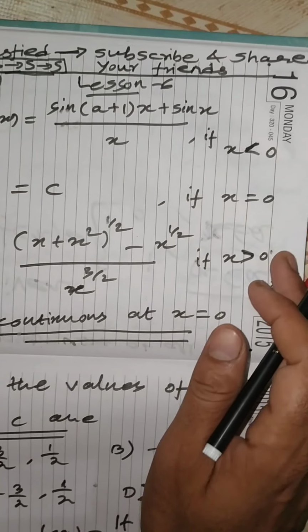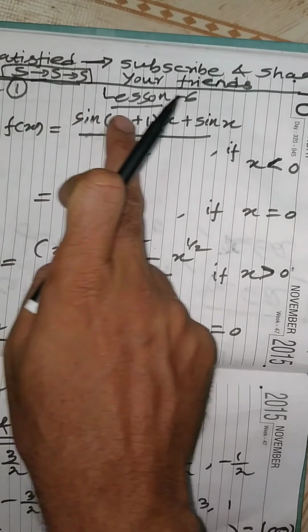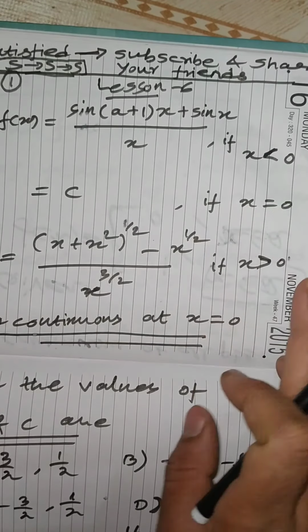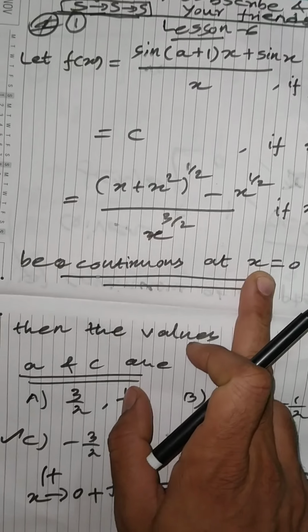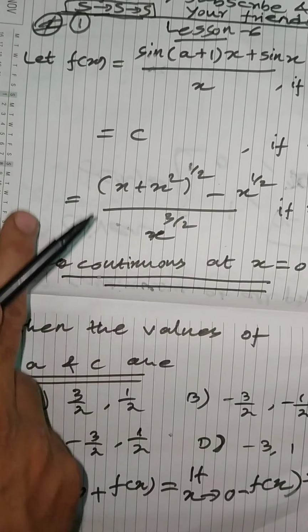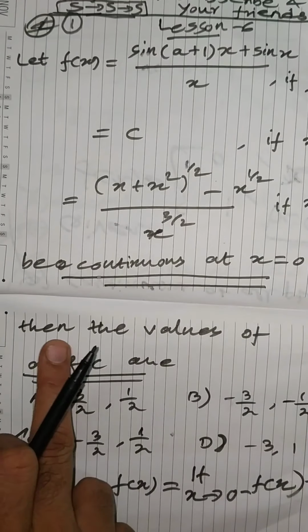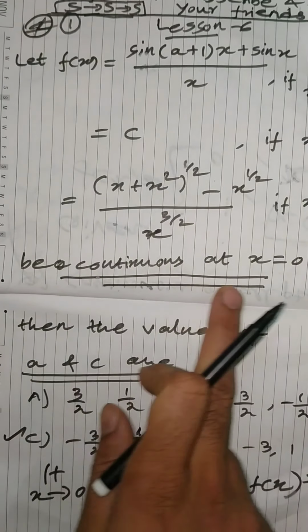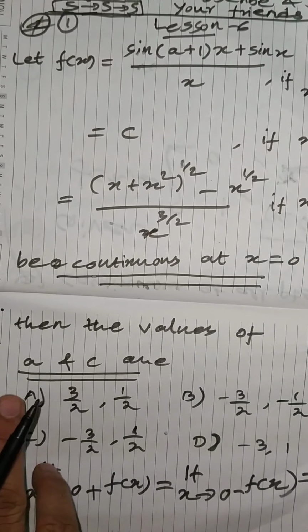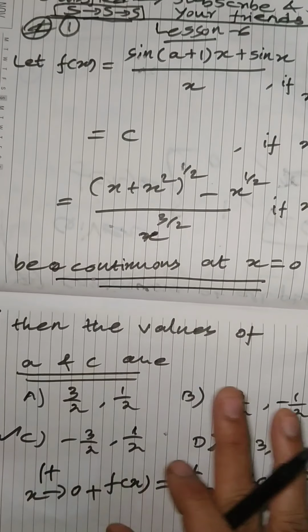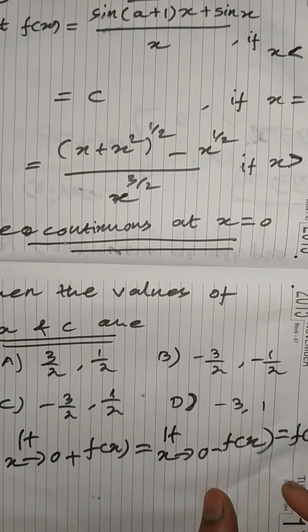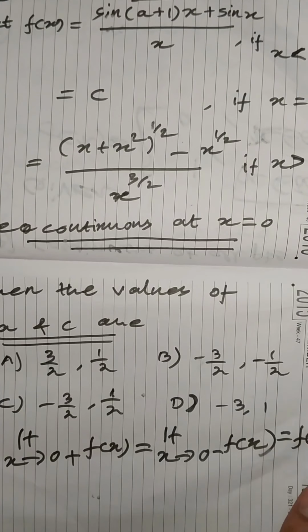So this is a given function, defined like this. For x negative, x equal to 0, and x positive, moreover this function is continuous at x equal to 0. When this function f of x is continuous at x equal to 0, we have to find the value of a and c. That is the question. The 4 options are given. Okay, so we are going to work out now.